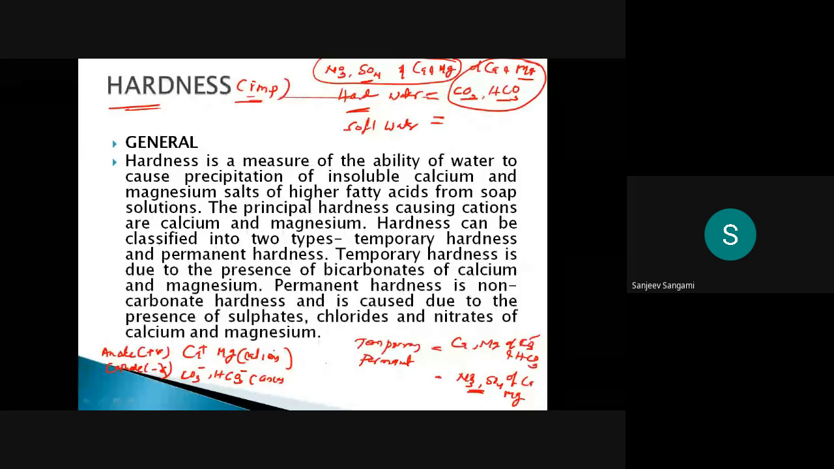Okay, the two types of hardness: temporary hardness and permanent hardness. Then which causes the temporary hardness? The carbonates and bicarbonates of calcium and magnesium. And nitrates and sulfates of calcium and magnesium, so that is permanent hardness. Okay.